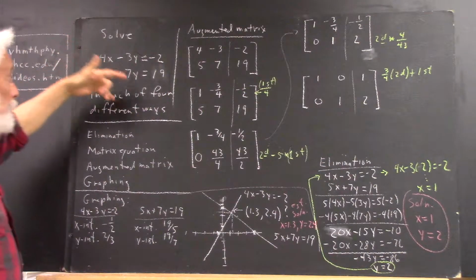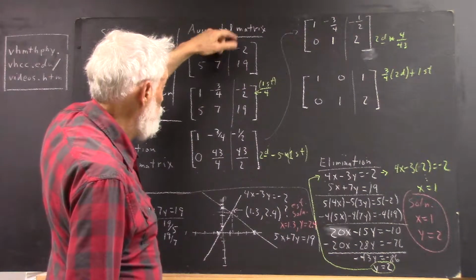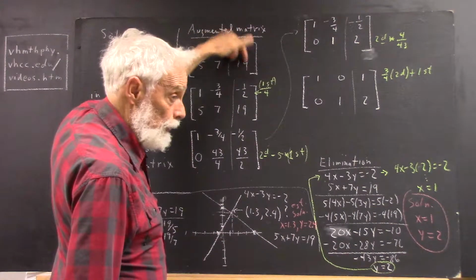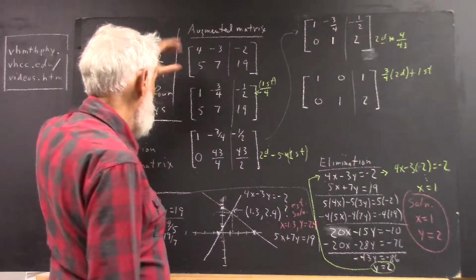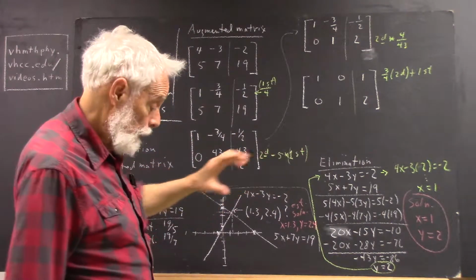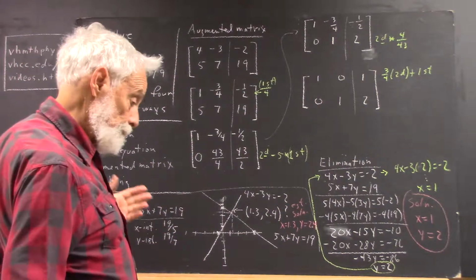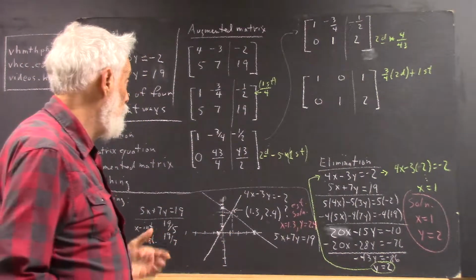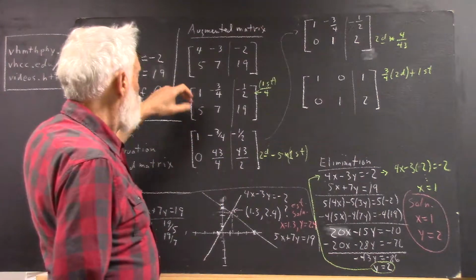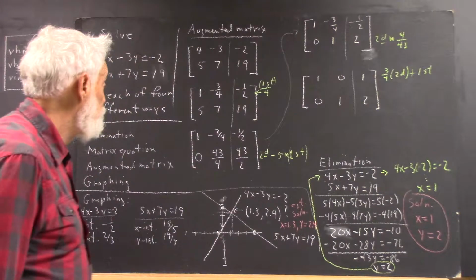We just have to remember that the x coefficients are in this column, y coefficients here, and the numbers to the right of the equal sign here. Then every operation that we do, every legal operation that we can do, and you know what those operations are, and your book tells you what those operations are, every legal operation we can do will represent an equivalent system.